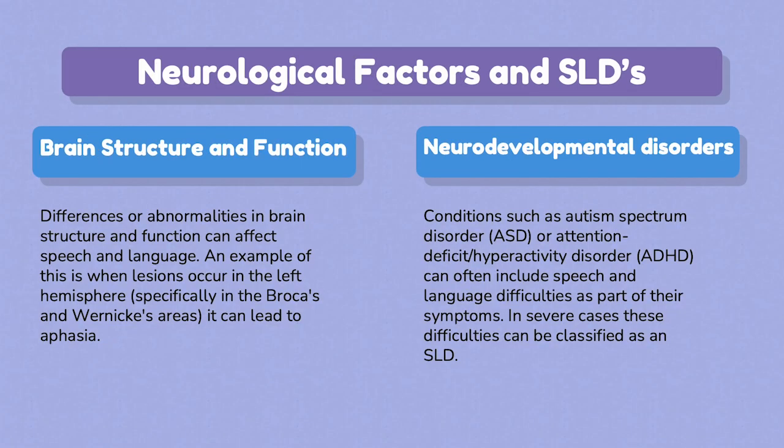So in addition to these causes, neurological factors can also impact and cause SLDs. For instance, brain structure and function can affect speech and language. An example of this is when lesions occur in the left hemisphere, specifically in the Broca's or Wernicke's area, which can lead to aphasia. The Broca's area and Wernicke's area are parts of the brain that are responsible for speech production and language comprehension. And aphasia refers to the loss of the ability to understand or express speech.